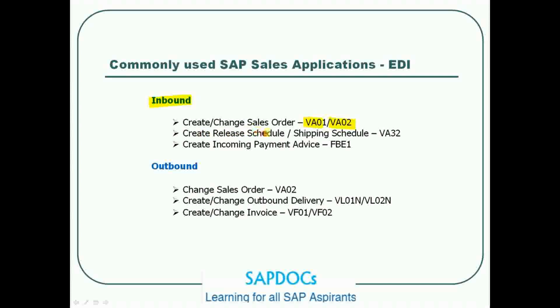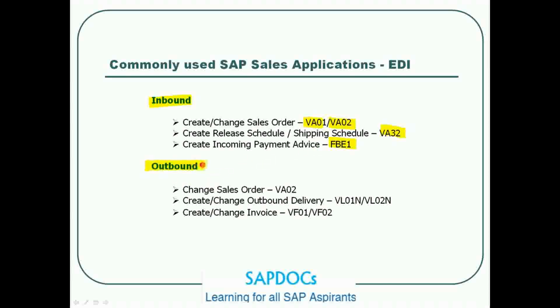Create release schedule or shipping schedule, when your customer sends you the releases for you to ship the goods on a certain date and time that the customer wishes. You will use transaction code VA32. Incoming payment advice from the customer, when he is telling you, hey, I'm sending you the payment. You will use FBE1 to create the payment advice, and that's another transaction to look at for the inbound.